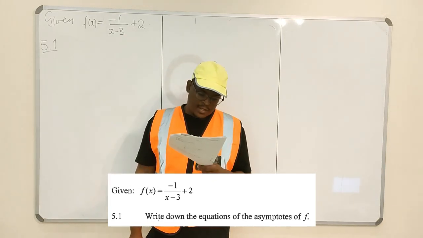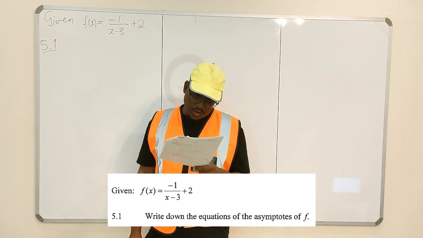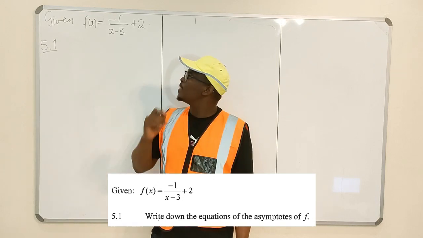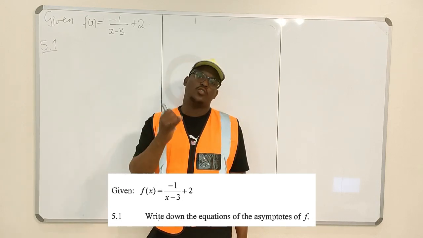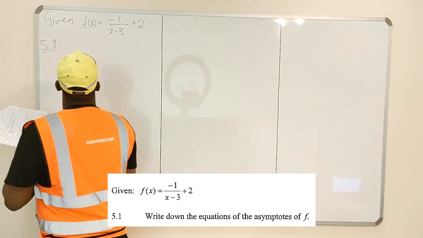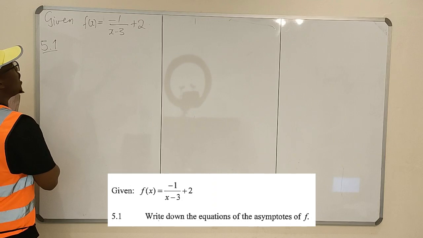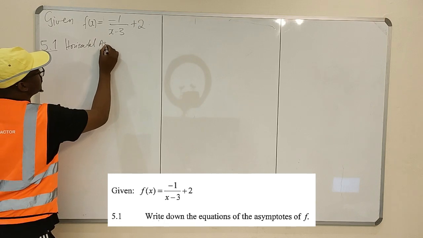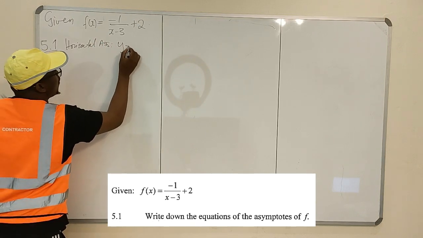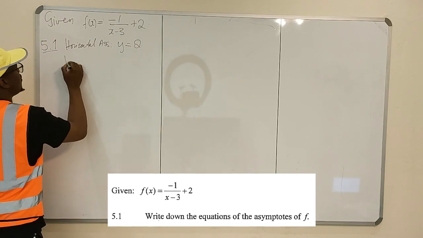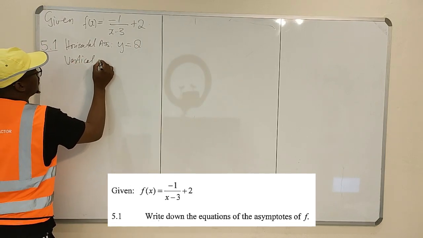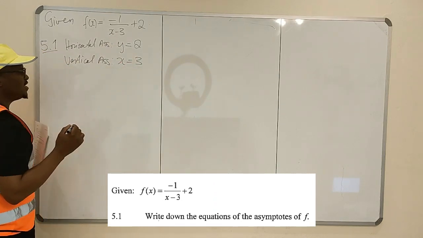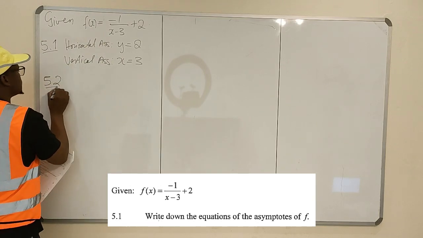5.1. Write down the equations of the asymptotes of f. So they want you to write the equations of the asymptotes of f. So you know a hyperbola has two asymptotes, a horizontal asymptote and a vertical asymptote. So our horizontal asymptote is y is equal to 2. Our vertical asymptote is x is equal to 3. These are the equations of our asymptotes.